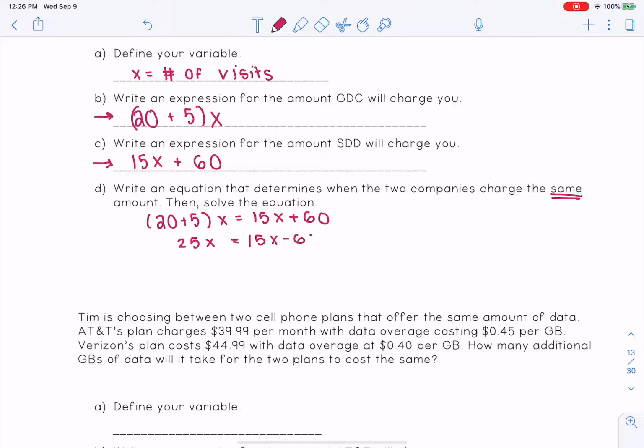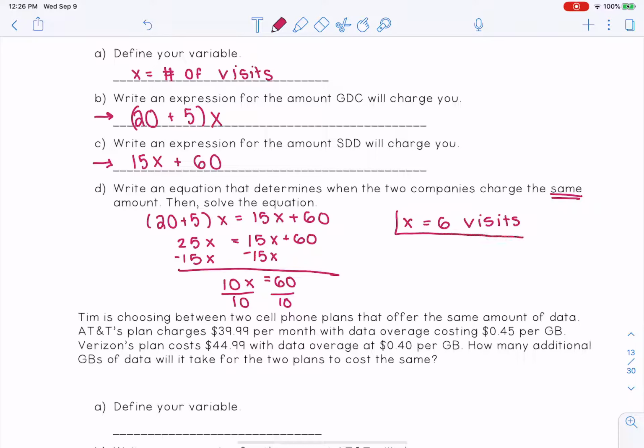Now let's move all the x's over to one side. 10x equals 60. Divide both sides by 10. So x is 6 visits. So at 6 visits, it's going to cost the same if you went 6 to one place, 6 to the other place.